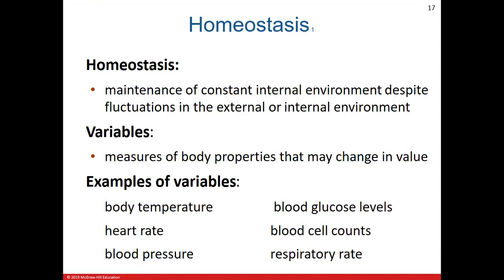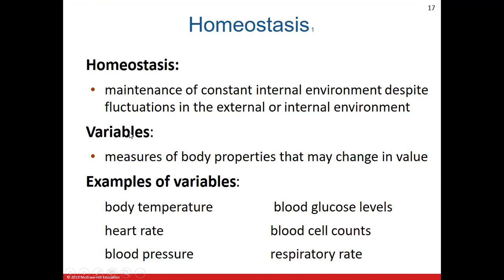And so there's your book definition listed there for you. The maintenance of constant internal environment despite fluctuations in the external or internal environment. So your body is trying to maintain an equilibrium. And so we'll talk about some examples in just a minute. There are some variables that take place.